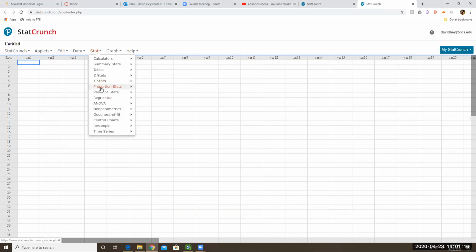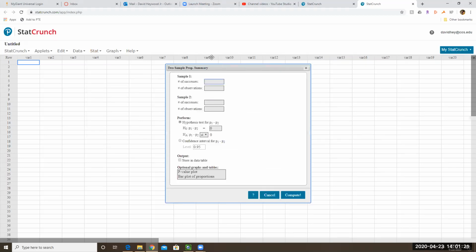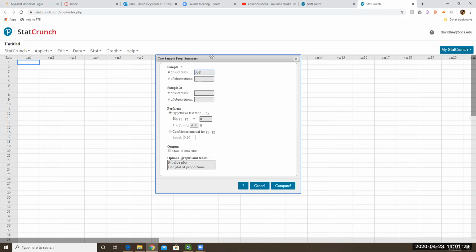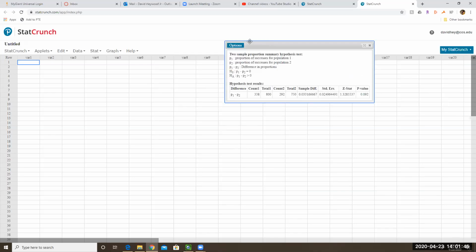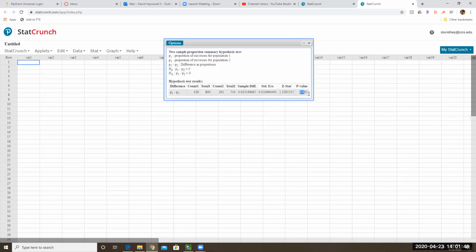So stat, proportion stats, two sample with summary. So I have 338 out of 800, and I have, I'm sorry, 292 out of 750. I want to test to see if P1 equals P2 against P1 greater than P2. And there we go. Right, there's our p-value, 0.092.